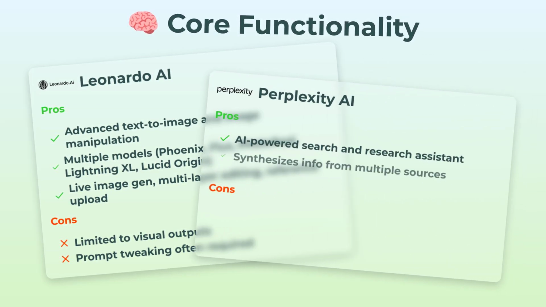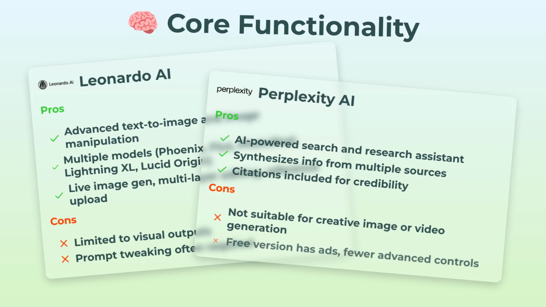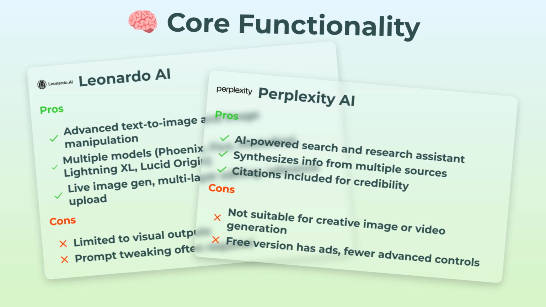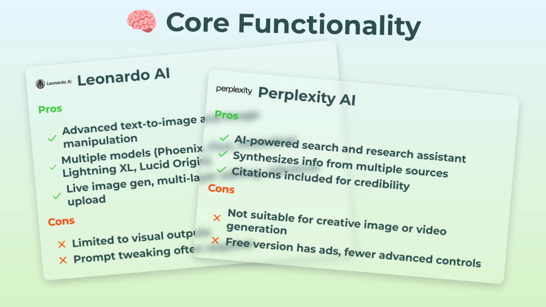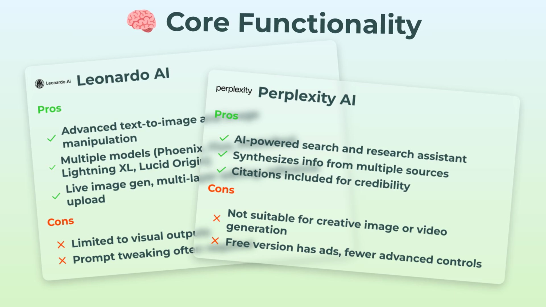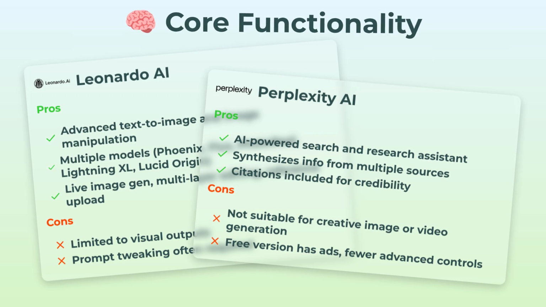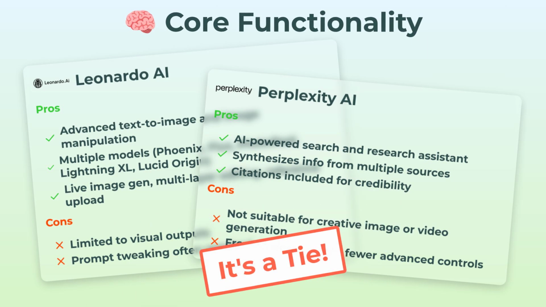Now, on the flip side, Perplexity AI is basically your research sidekick. AI-powered search. It pulls from tons of sources and spits back concise, citation-backed answers. Great for credibility, especially if you're a student or a blogger or just want to sound smart. But it's not going to create images for you. The free version throws in some ads and fewer bells and whistles versus pro mode. Both do their one job super well, though, so honestly, I gotta call it a tie here.